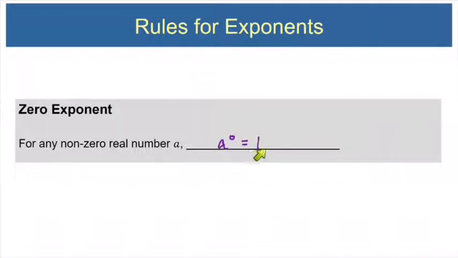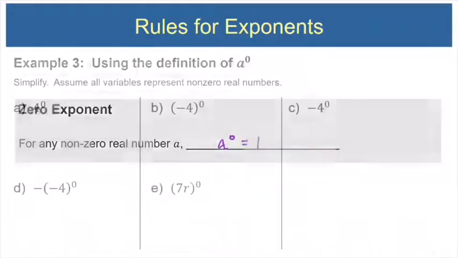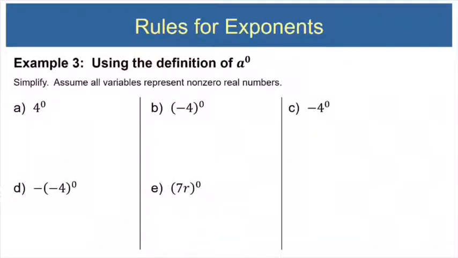Anything raised to the 0 power is 1. The only catch with this rule is that you have to be careful about what exactly is being raised to the 0 power. So every time you see a 0, don't just assume the answer is 1, but think about what's going on here. So let's look at several different examples where we see zero exponents.